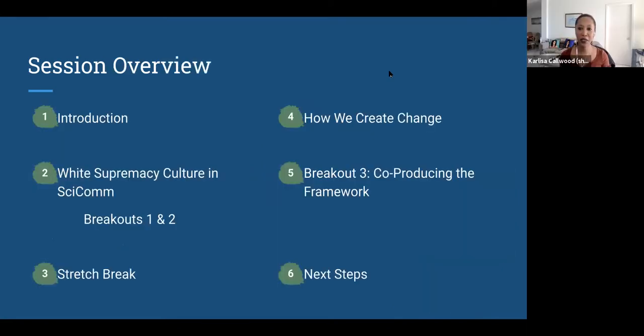Excellent. Thank you, everyone. So before we get started, here's a snapshot of what we'll cover today. First, we'll share about what inspired this work and then take a look at the role of white supremacy culture in the SciComm field. This will include two breakout sessions. Then after a short break, we'll talk about what is necessary for creating change in this field and then do a third breakout, which will focus on working together to co-create a framework. Lastly, we'll touch on next steps and how you can follow up or further contribute to this work.